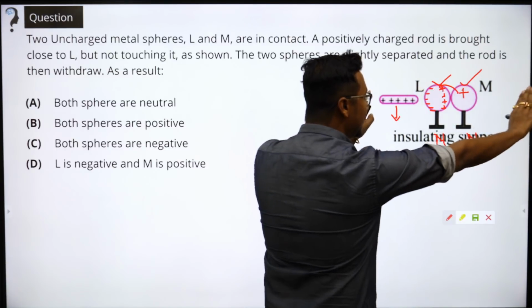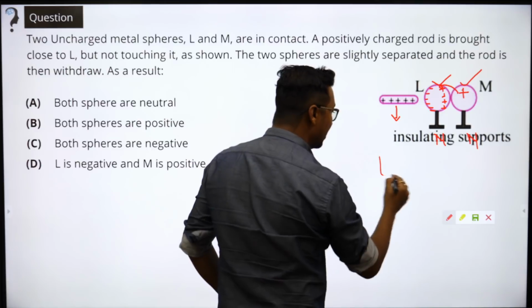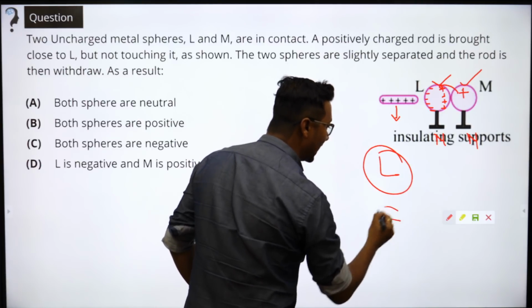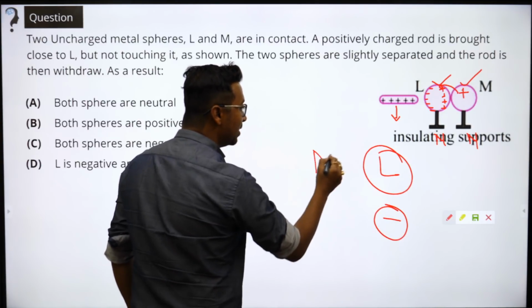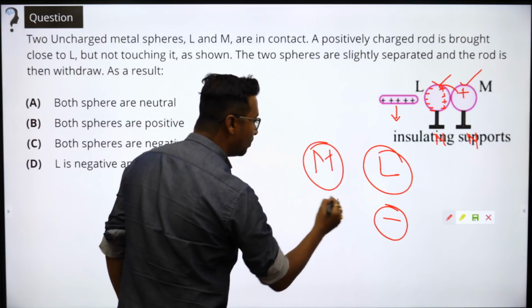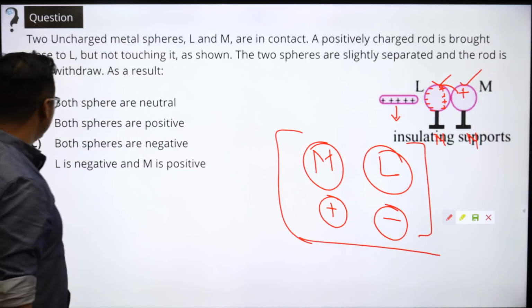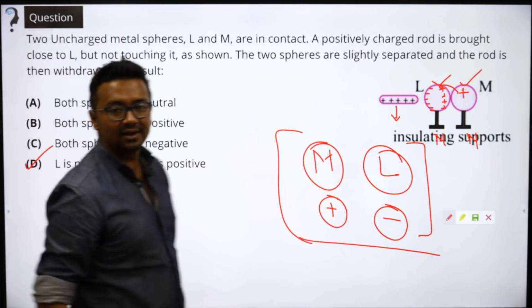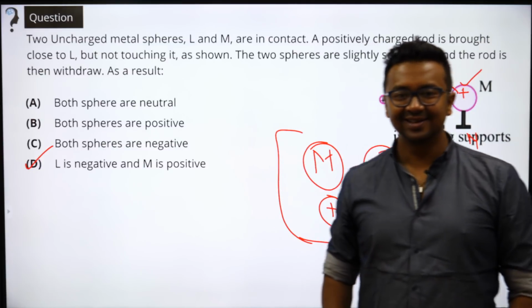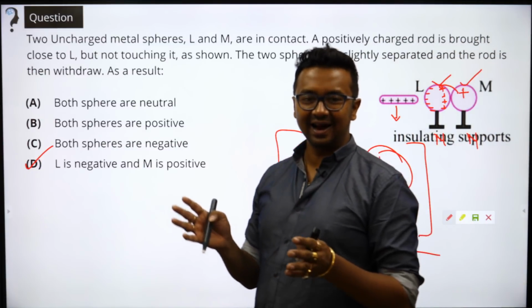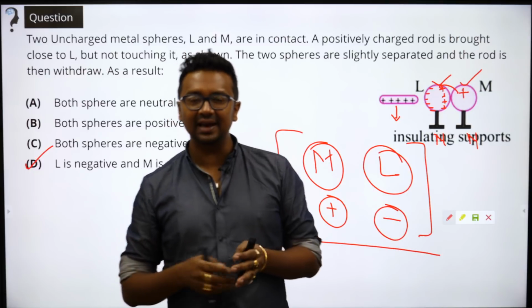Now you separate it away. So this L will have a total of negative charge and M will have a total of positive charge. So my dear students, option D is the correct answer. Okay? Chalo, I hope everybody understood this particular concept out here.